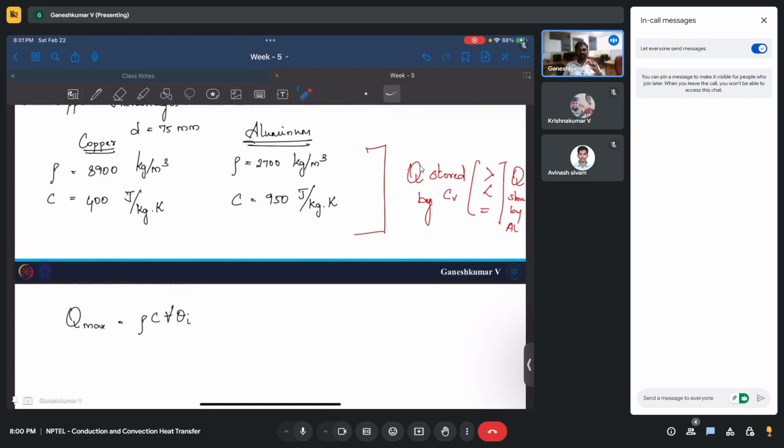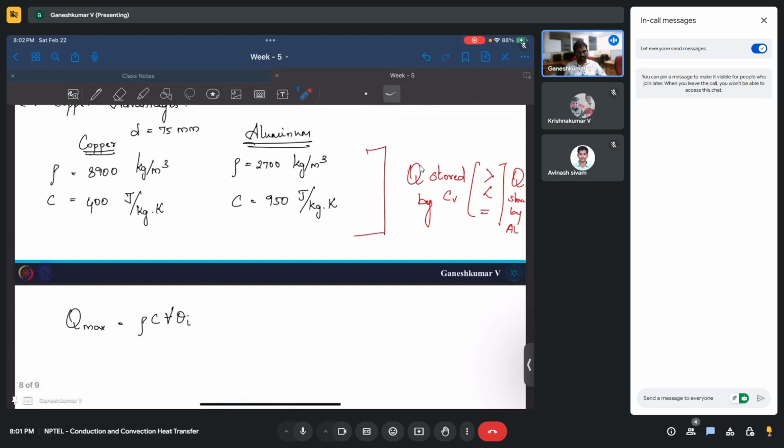Now let's say I cannot increase theta I and I cannot increase volume. I'm keeping the same diameter of the spherical ball, which means I cannot increase volume. And theta I is also fixed, I can only have 300 degrees Celsius air at the inlet. Now if these two are not changing but I want to change the Q max, then you have to change rho C. Just by changing rho, keeping C constant, you can still improve Q max, but it is not possible, as there is no way you can find a higher density material with the same C.